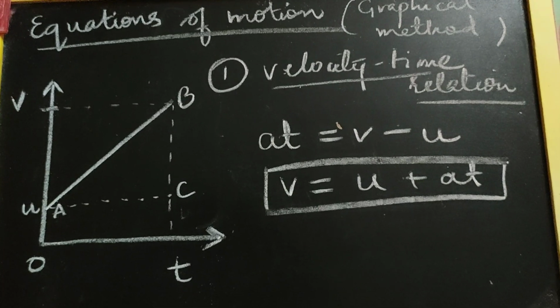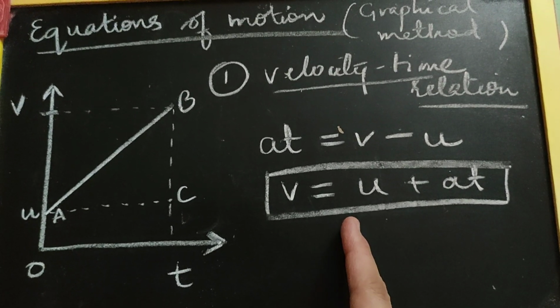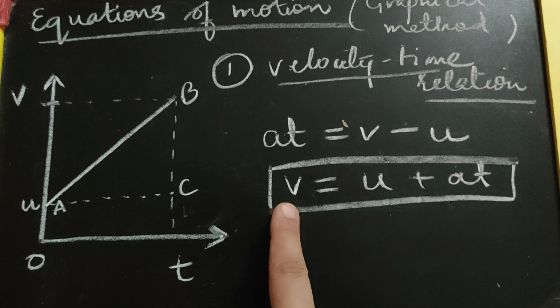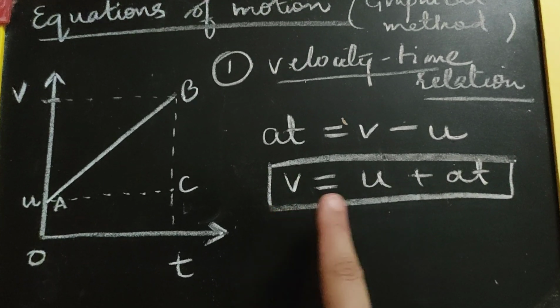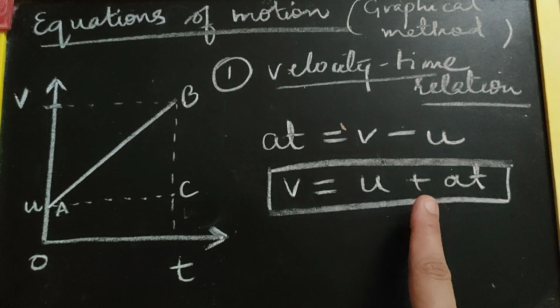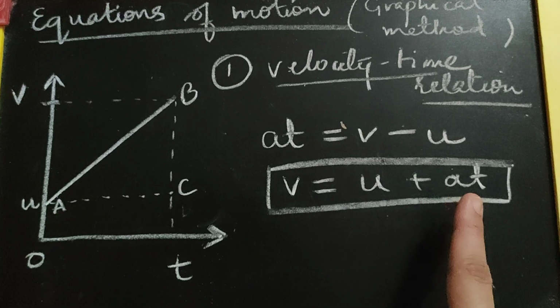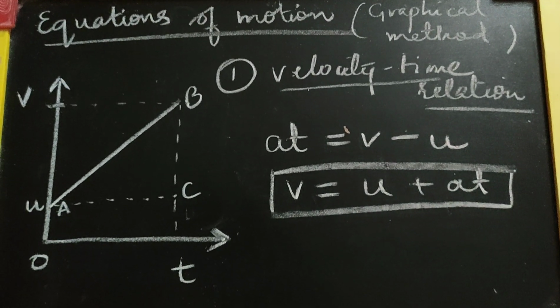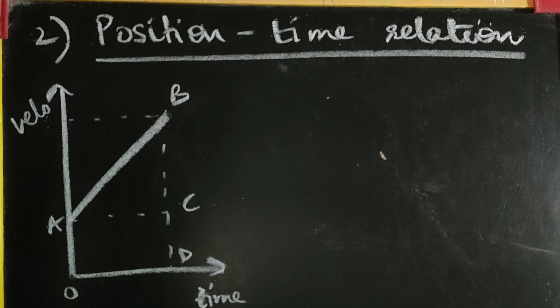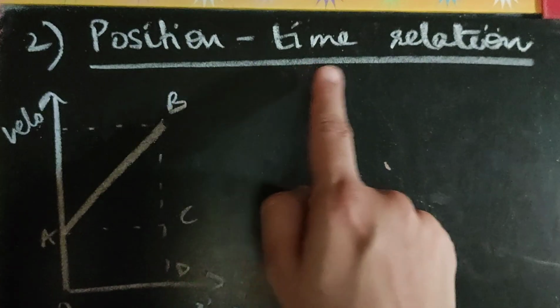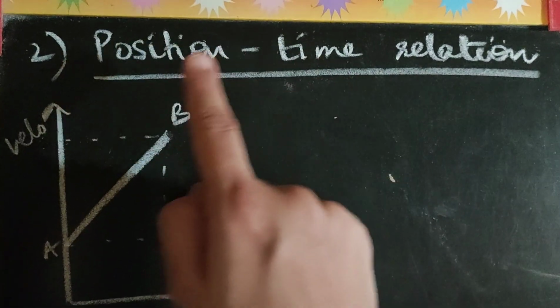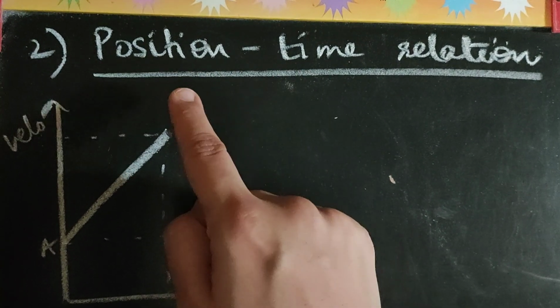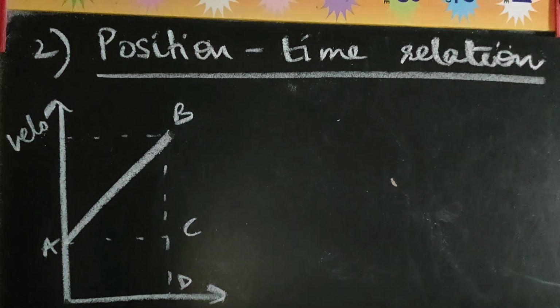So this means we can use this equation whenever we have to find the final velocity of the object given initial velocity, acceleration with which it is moving, and the time after which you want to know the final velocity of the object. So the second equation of motion is the position time relation, or you can say we are going to relate the displacement of the object with the time.